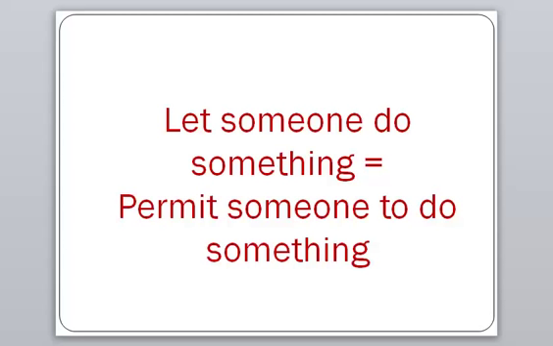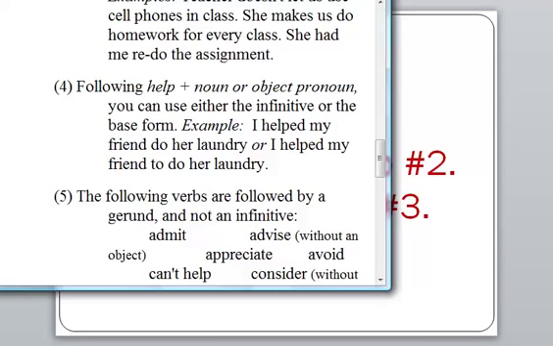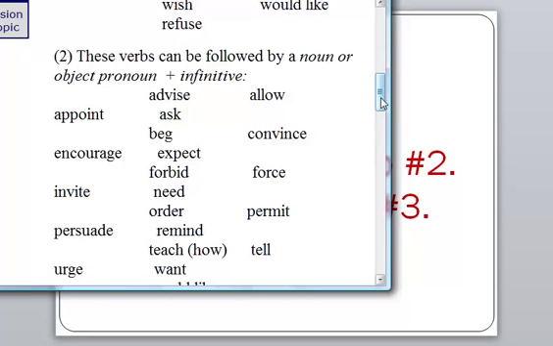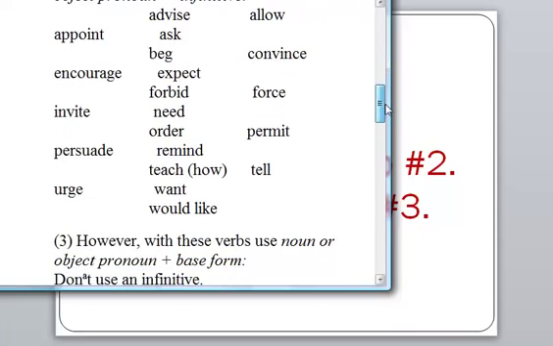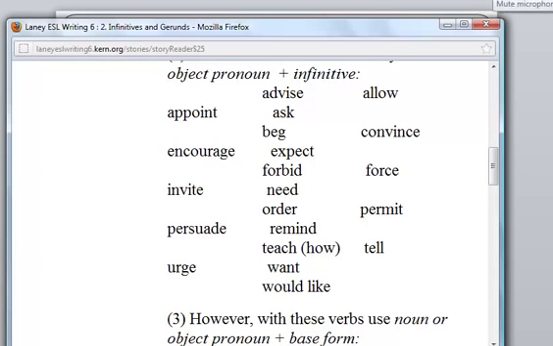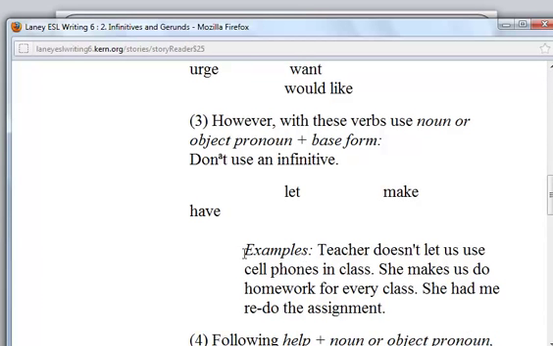Now, let someone do something or permit someone to do something. Permit is in group 2, let is in group 3. Let's look at the handout. Permit is up here in group 2, followed by object and infinitive. But down here in group 3, we have these three funny words: have, let, and make. It's a very small group of words that are followed by the base form, not by the infinitive.